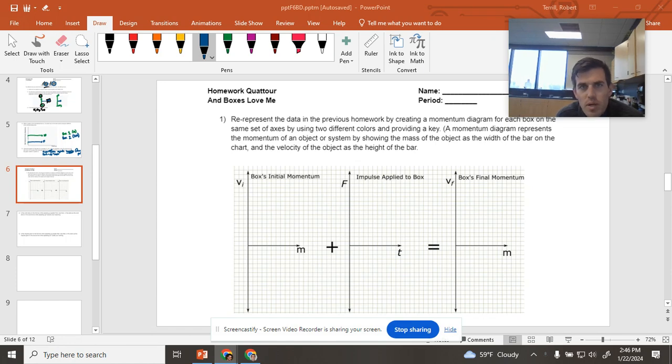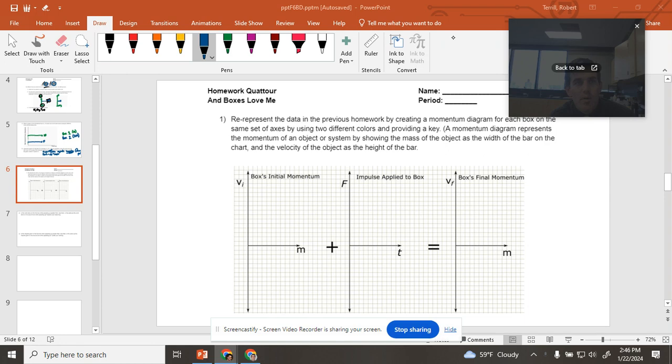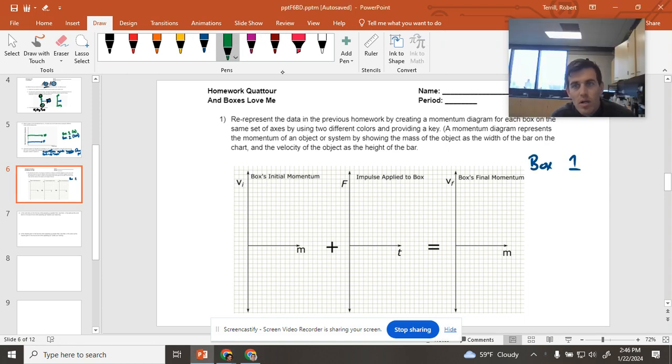All right, now it wants us to re-represent the data from the last homework. I'm going to keep what I think are my colors from last time. Box 1 is blue, box 2 is green, and it wants us to do momentum impulse bar charts. So hopefully I'm keeping my units somewhat constant. Both of my objects had initial momentums of 0.